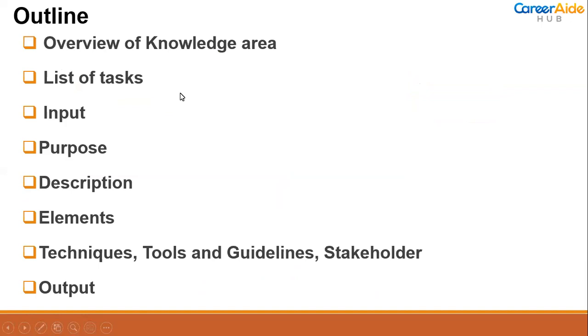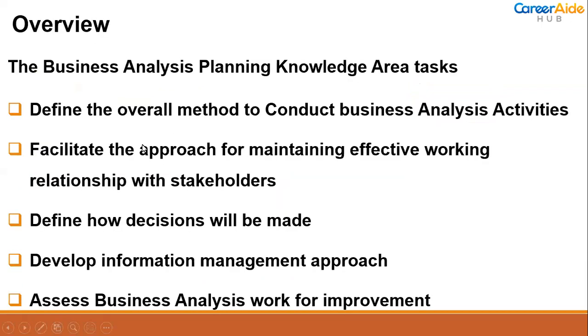Okay, the outline is going to be an overview of the knowledge area. I broke it down into tasks according to the various tasks for this knowledge area, and then the inputs and the purpose, just like I said before, but outlined in a different way. The business analysis planning knowledge area tasks: firstly, define the overall method to conduct business analysis activities. They facilitate the approach for maintaining effective working relationships with stakeholders. They help define how decisions will be made, help develop an information management approach, and also assess business analysis work for improvement.